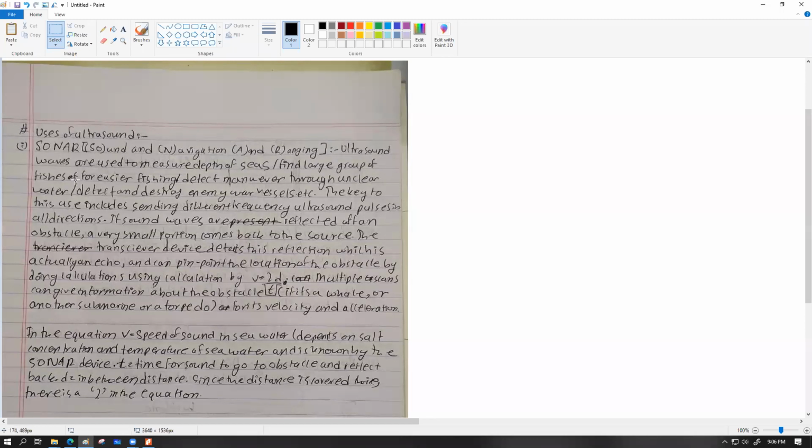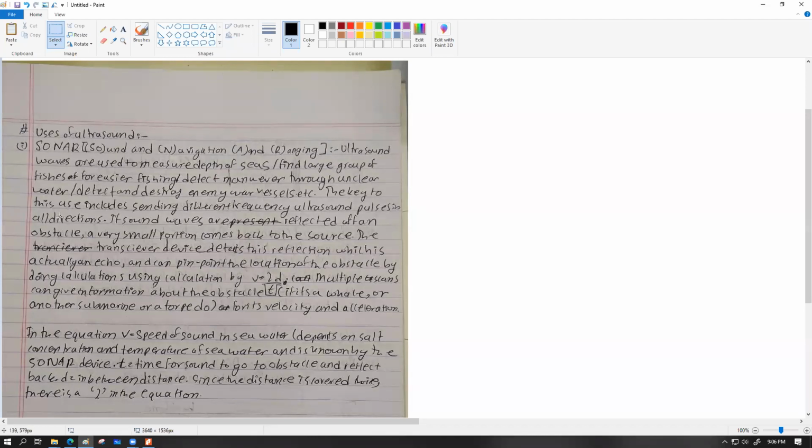Sonar: ultrasound waves are used to measure depth of seas, find large groups of fish for easier fishing, detect maneuvers through unclear water, or detect and destroy enemy water vessels, etc. So the basic idea is, you cannot see through the water, but you want to see what's beneath it, what's in front of it. You can use high frequency sound. How does that work? Have a look.